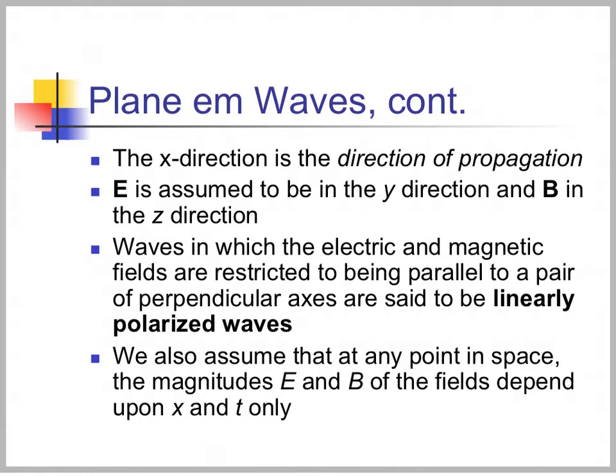Waves in which the electric and magnetic fields are restricted to being parallel to a pair of perpendicular axes are said to be linearly polarized waves. We also assume that at any point in space, the magnitudes of the E and B fields depend only on their position and on what time it is.